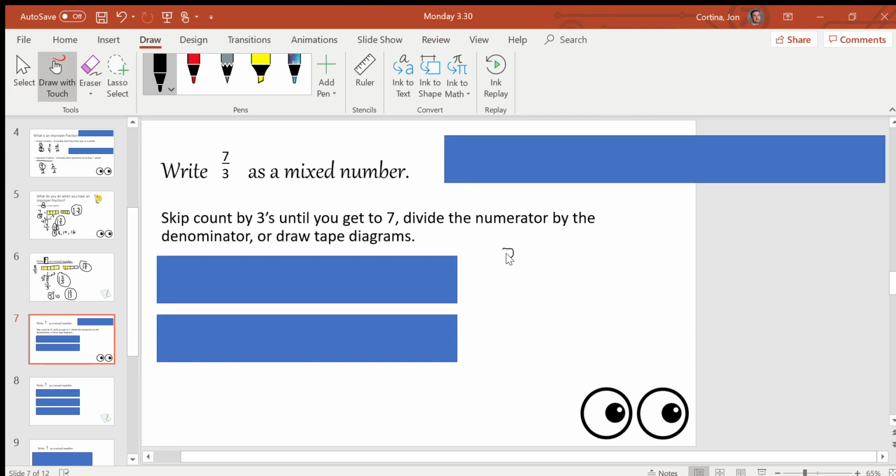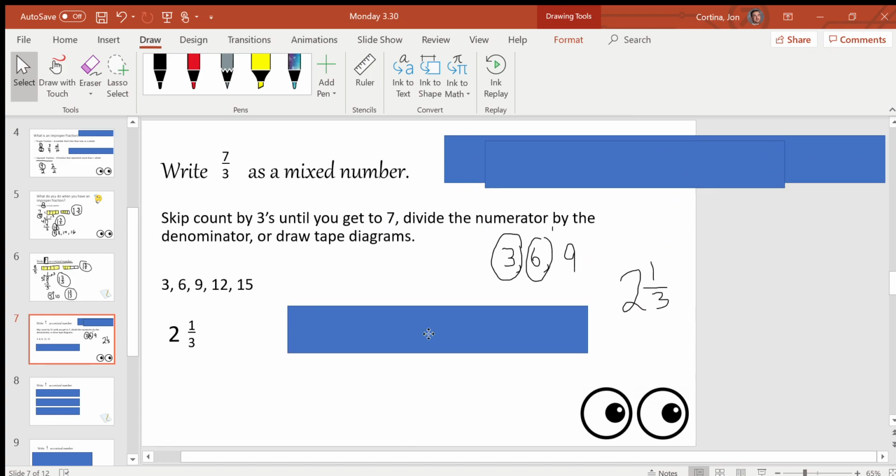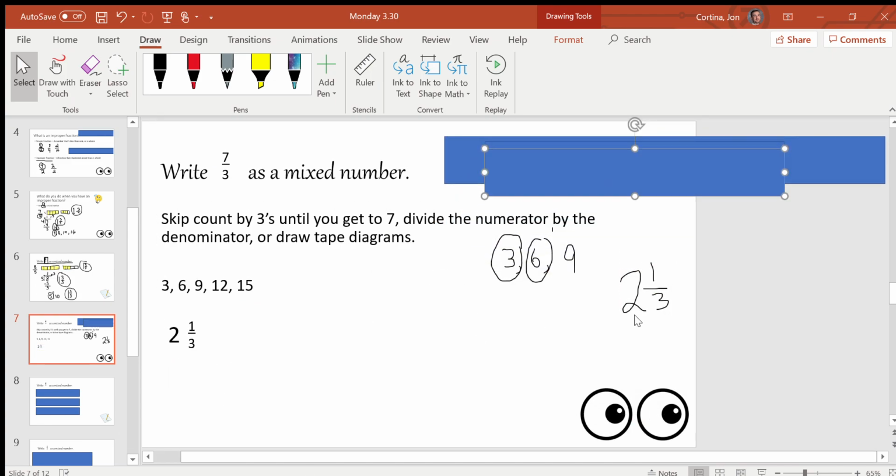So I'm going to do 3, 6, 9. Okay, and I see that I've jumped over 7, but I know that 3 can go into 7 2 times. So that's going to be our whole. And then to get from 6 to 7, I only have to go 1 tally, 6, 7, and our denominator stays the same. Okay, and I end up with 2 1/3.